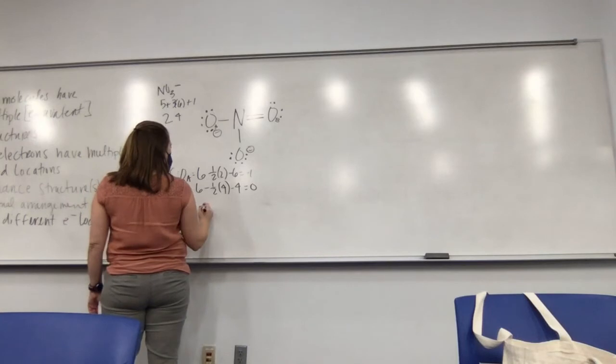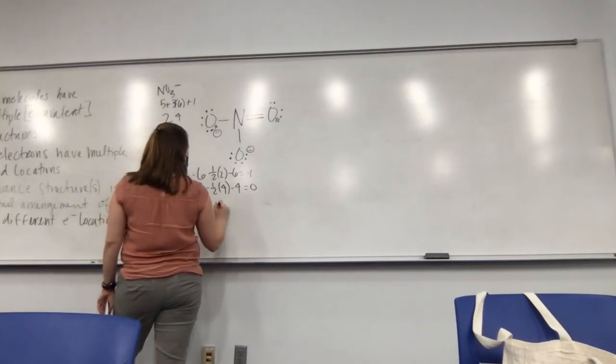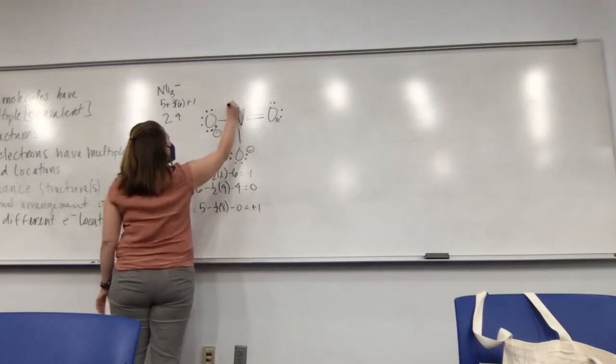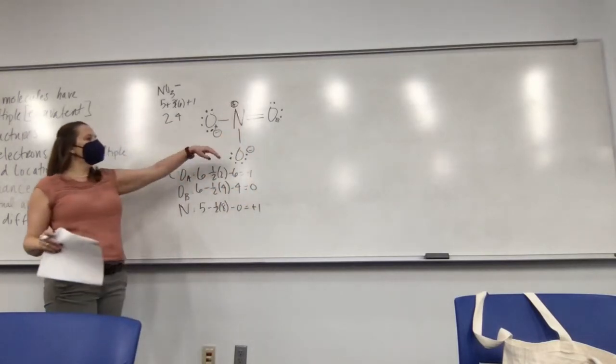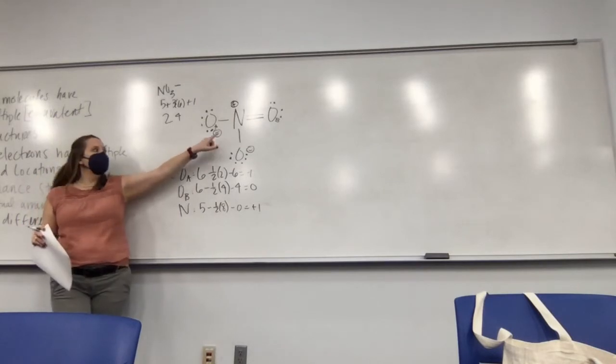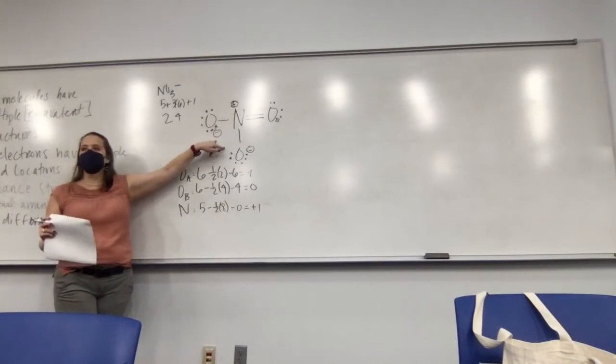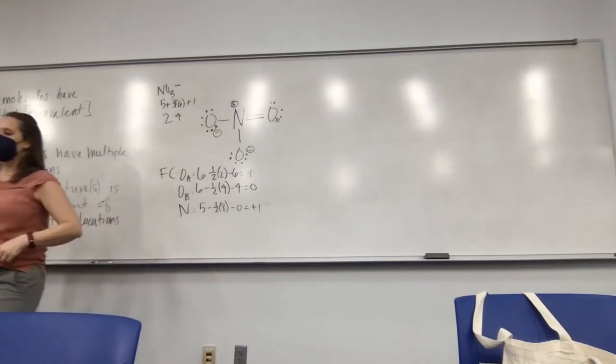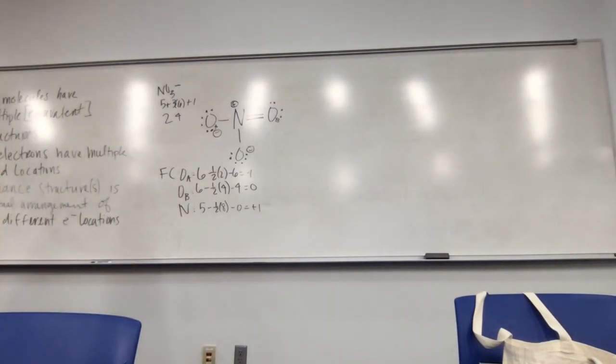And what do we have left? Nitrogen: 5 minus half of 8 minus 0 plus 1. So the nitrate ion has a positive charge on the nitrogen and 2 negative charges, which cancel out to give you an overall charge of minus 1. How many different resonance structures do you expect? 3, because there are 3 oxygens that could contain the double bond.